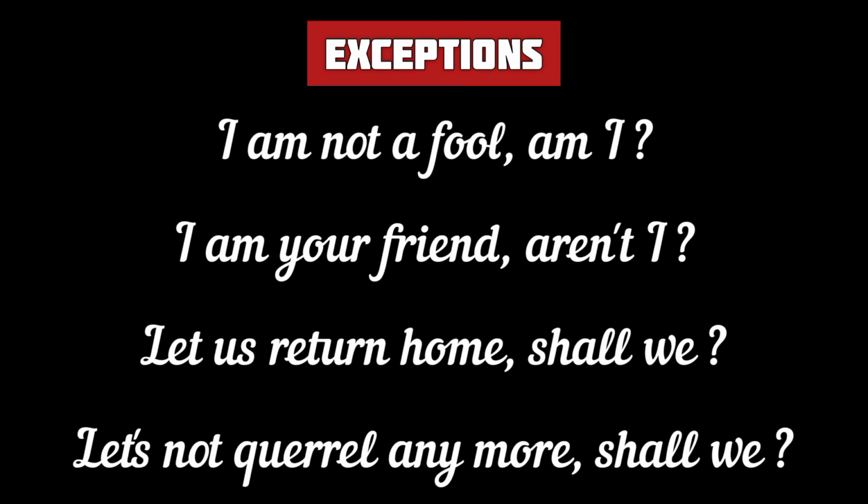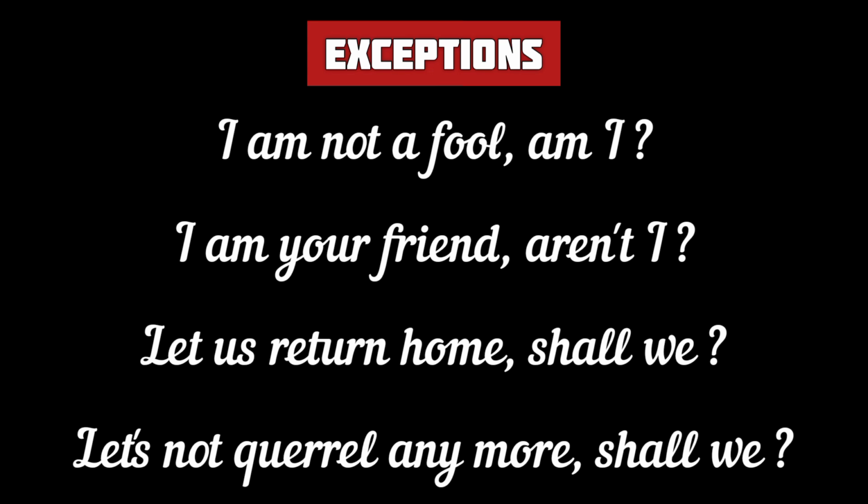For example, I am not a fool, am I? Here the statement is negative with verb be am. So the question tag will be positive with verb be am and the subject pronoun I. But look at the second example. I am your friend, aren't I? Here the statement is positive with verb be am, but the negative question tag consists of verb be are and not am. This is exceptional. Instead of saying am not I, we are saying aren't I.